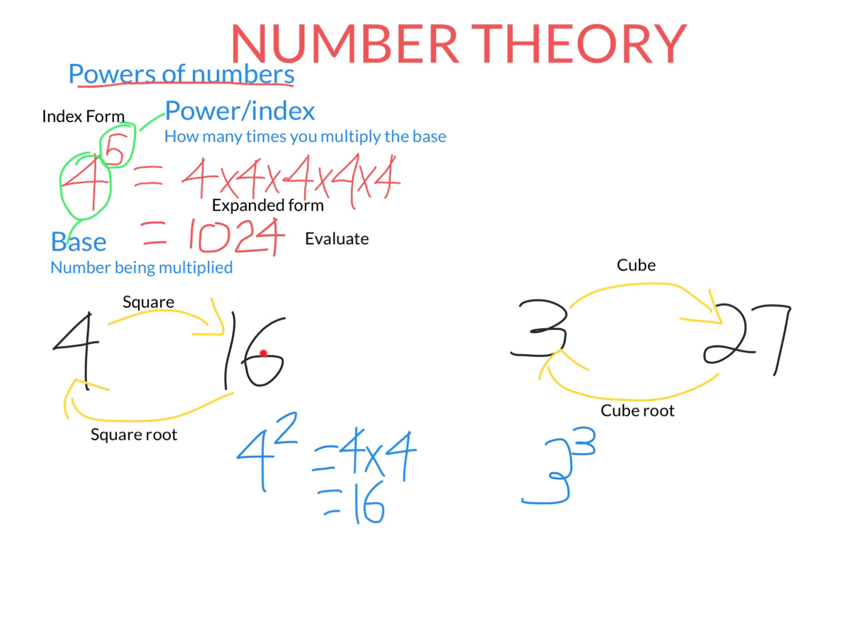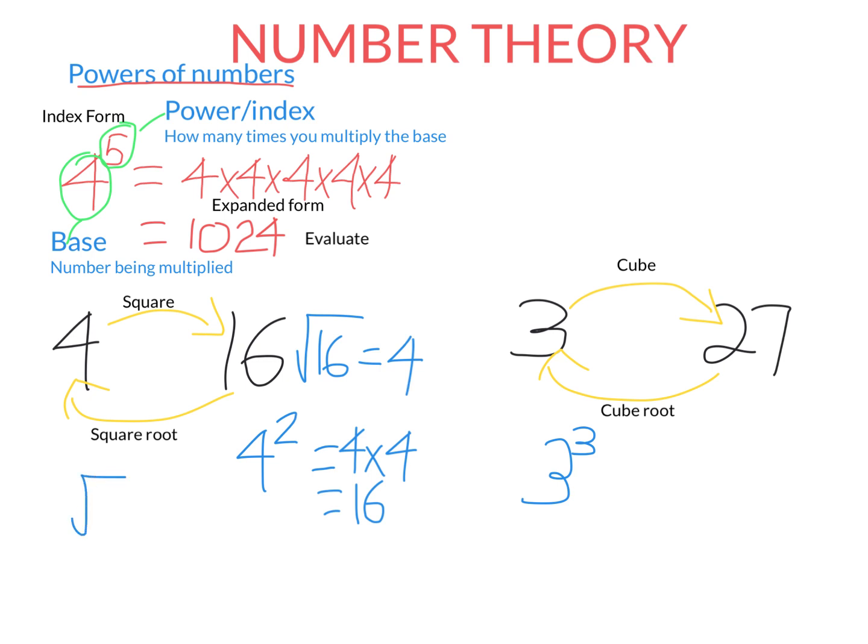If we want to go the other way, we call that square rooting. So squaring and square rooting undo each other in exactly the same way as multiplication and division. If you multiply a number by 3, then divide by 3, you're back where you started. Similarly, if you square a number, which means times it by itself, and then you square root your answer, you're back to where you started. We use this symbol here for square root. So the square root of 16 is equal to 4.